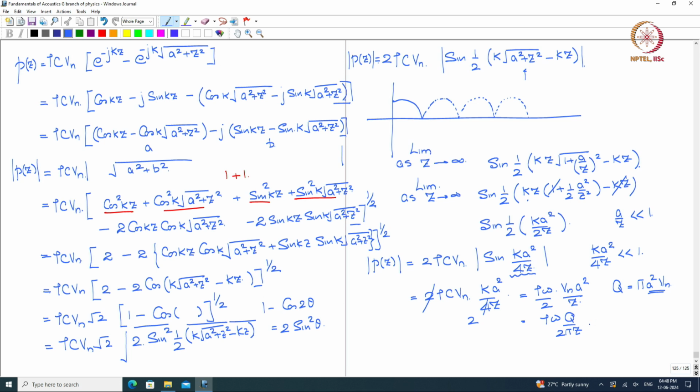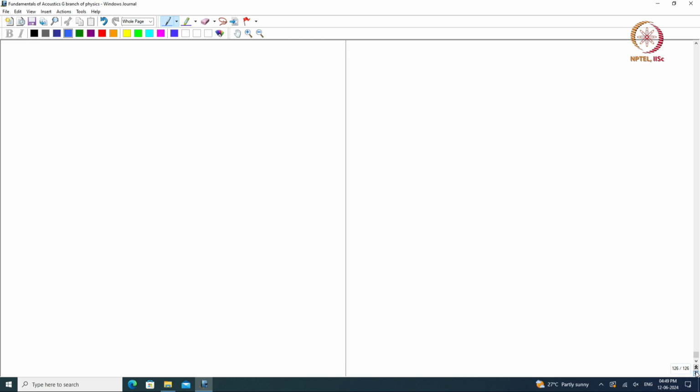So this as a function of z is only a decay. If this is the z axis and this is the magnitude of p of z, there will be a point where it will start decaying like 1 over z behavior, and before that you get these oscillations, peaks and dips. Now let us see why we get the dips. Why does the pressure dip in the on axis case?